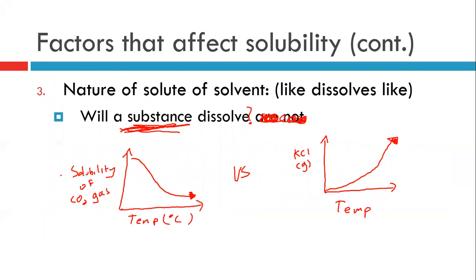This is just showing you a little graph representation of the solubility of a gas, carbon dioxide. As you increase the temperature, the solubility goes down. It's the most soluble at lower temperatures. If you look at potassium chloride right here, if you increase the temperature, you're actually increasing the solubility. So just know the difference of the factors that impact the solubility.